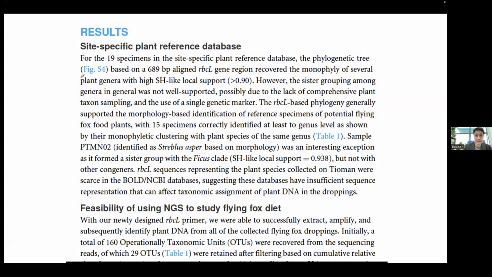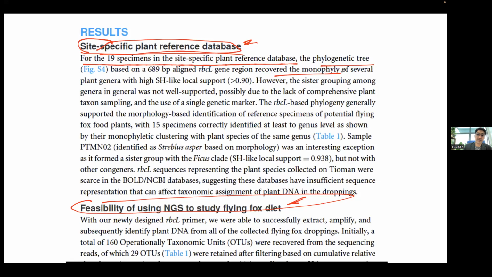So for example here, these are some results that were placed into subheadings, and these subheadings match the materials and methods. These subheadings were also similar to the objectives. For example, objective 1 in this paper was to build a site-specific plant reference database. And this is your summary sentence: for all 90 specimens that were collected, the phylogenetic tree recovered the monophyly of several plant genera. So that's one summary sentence there.